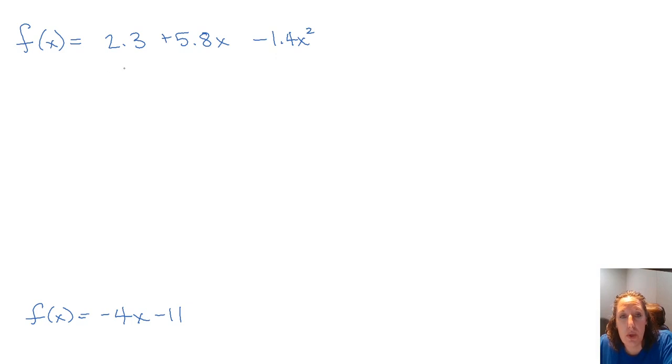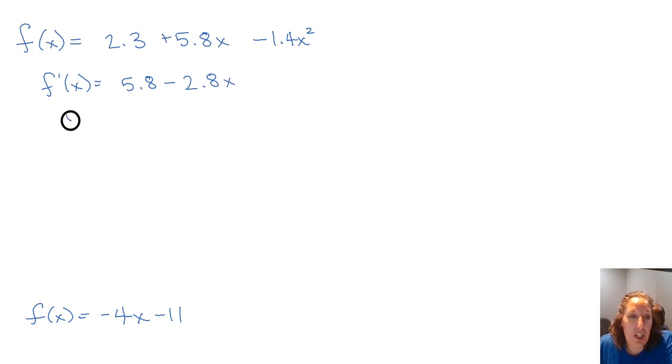So the first thing we need to do in order to determine where this function is increasing or decreasing is to find the critical values. That is going to be where our derivative is either equal to 0 or undefined. So we need to find our derivative, and the derivative of 2.3 is 0, the derivative of 5.8x is 5.8, and the derivative of 1.4x squared, we've got a minus there, so that'll be a negative 2.8x.